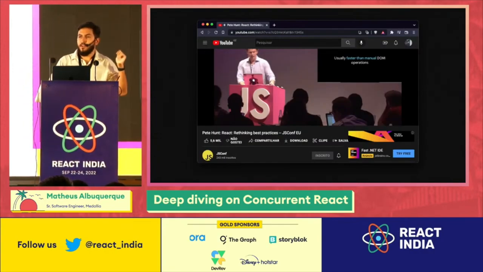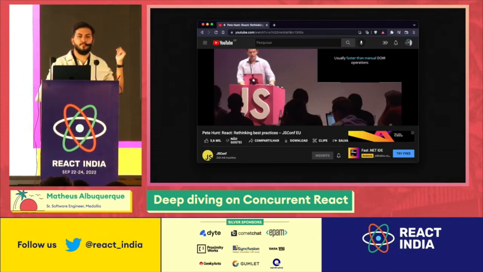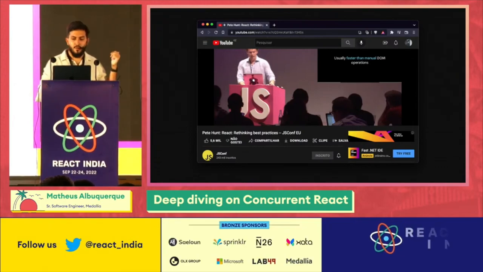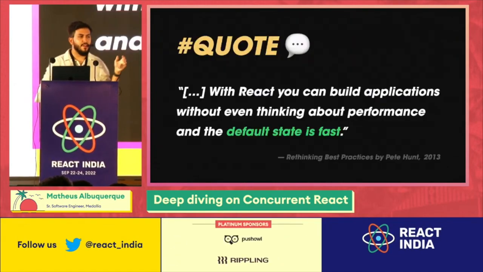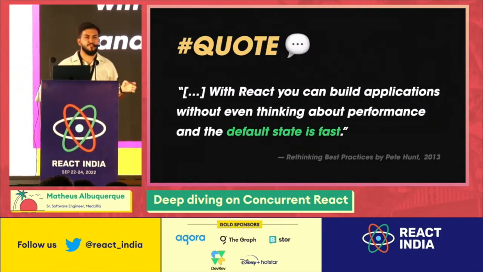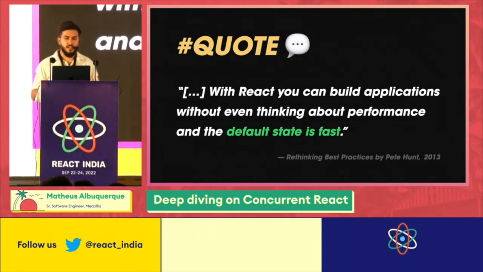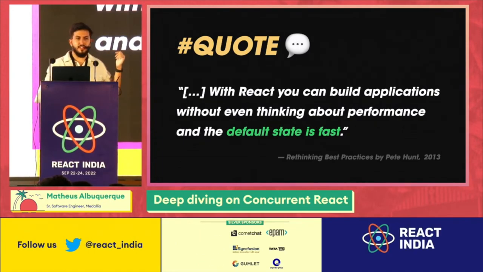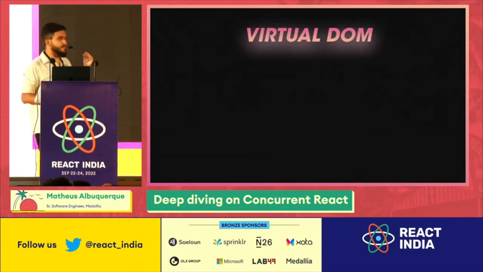I don't know if you have managed to watch, but there's this session by Pete Hunt. He used to be on the core team of React. And this session was almost a decade ago. There's many interesting stuff, but one of them is he said that with React, we can build applications without even thinking about performance because the default state is fast. And this was back in 2013, and it actually made sense. It's not that he was wrong.